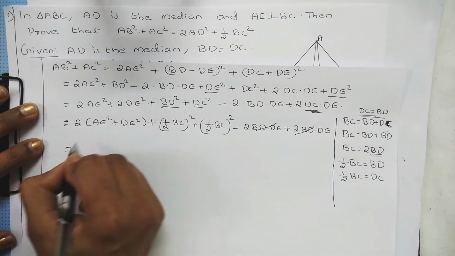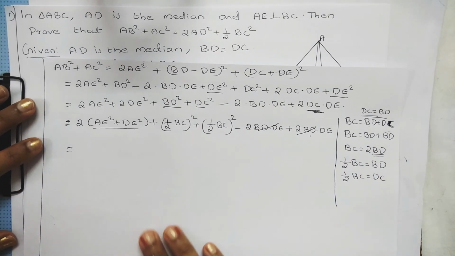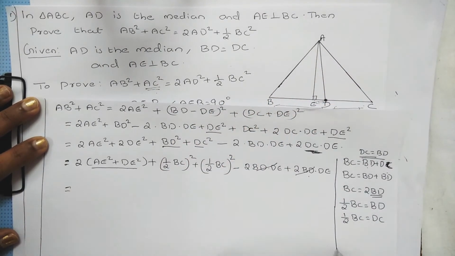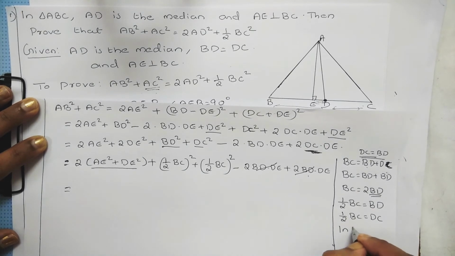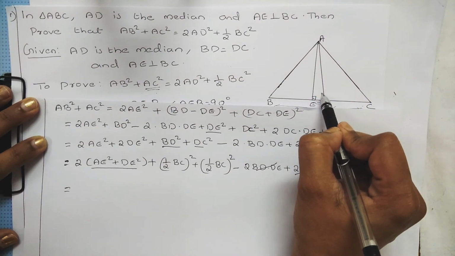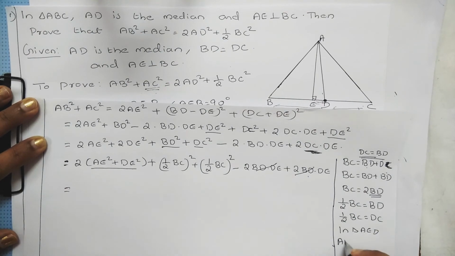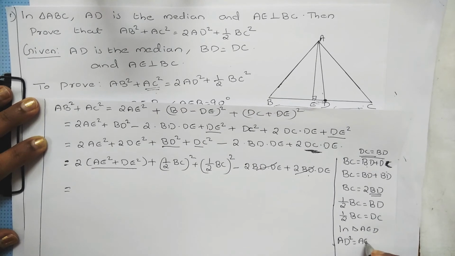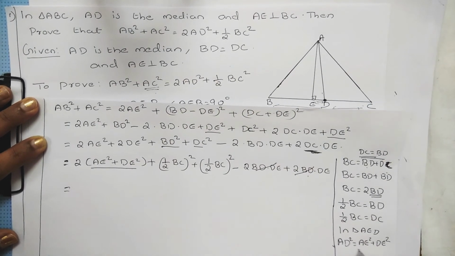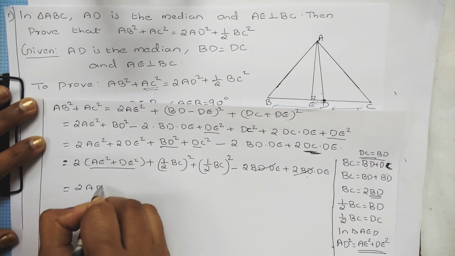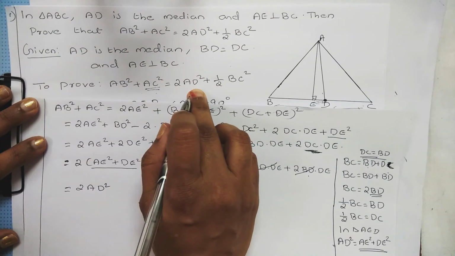Now here you see, what is AE square plus DE square? We will see the diagram. You have to get this in triangle AED. Consider the triangle AED. In triangle AED, apply the Pythagoras theorem. What will you get? This is the right angle, the side opposite to it will be the hypotenuse. So AD square is equal to AE square plus DE square. So what you are getting here: AE square plus DE square is AD square, so 2AD square. That is what we need to prove, right? 2AD square, we got it.